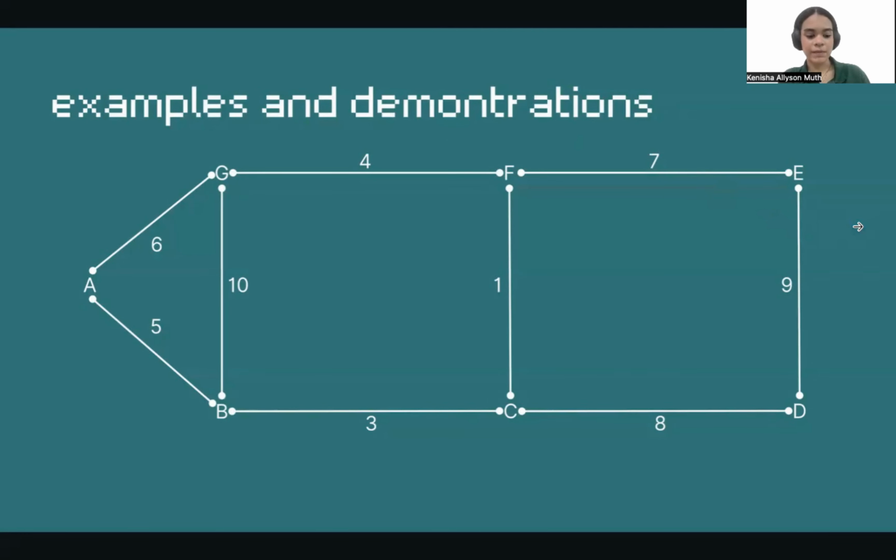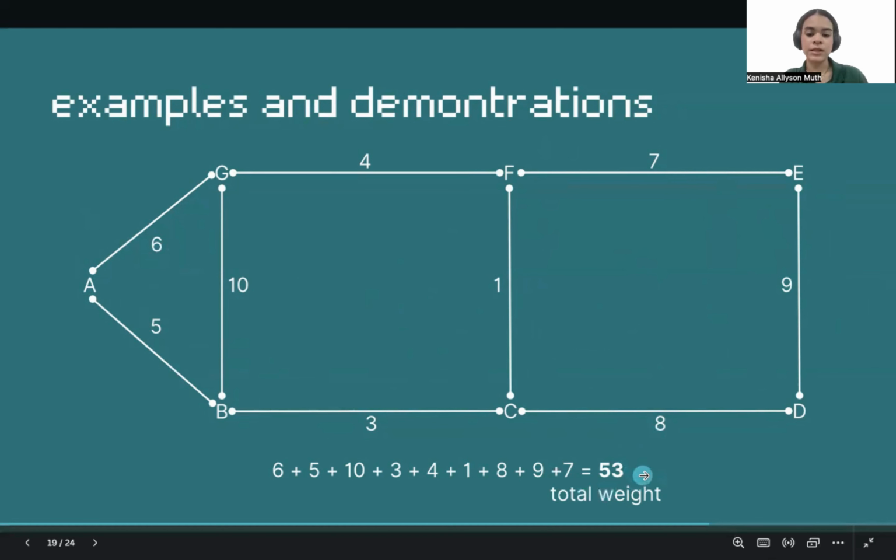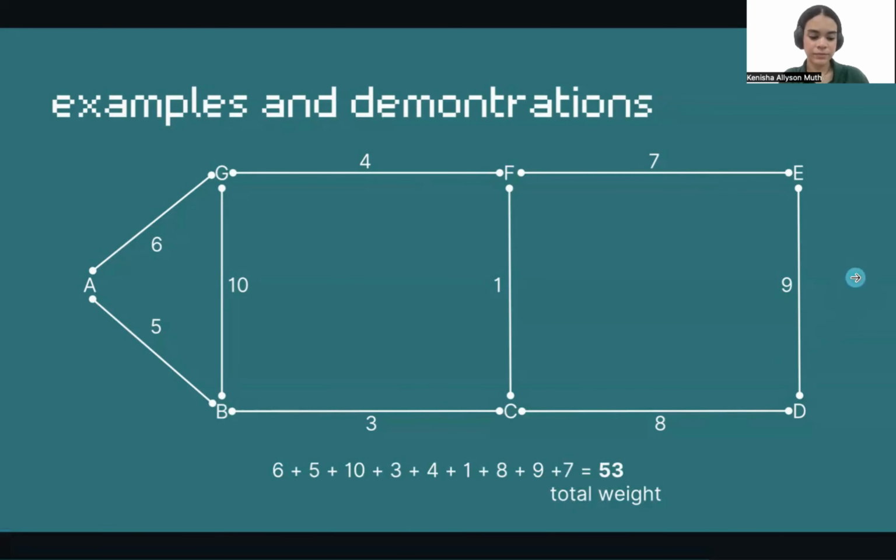Now onto our example. Remember, you have to deliver to every house and get back to A in least time possible. So let's pretend that these letters are houses and these numbers denote the distance between them. The first step is to find the total weight. This can be done by simply calculating the sum of all the numbers here, which brings us to our sum 53, our tentative total weight.